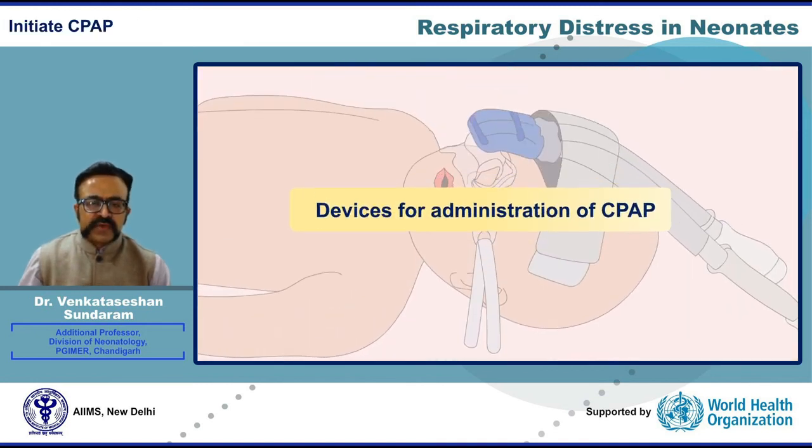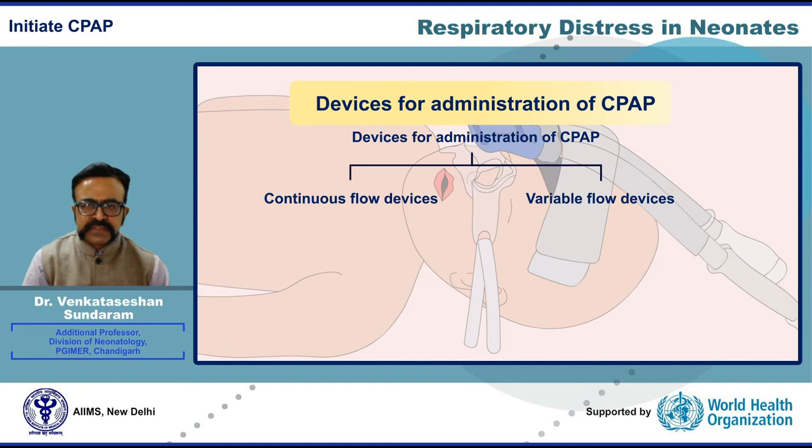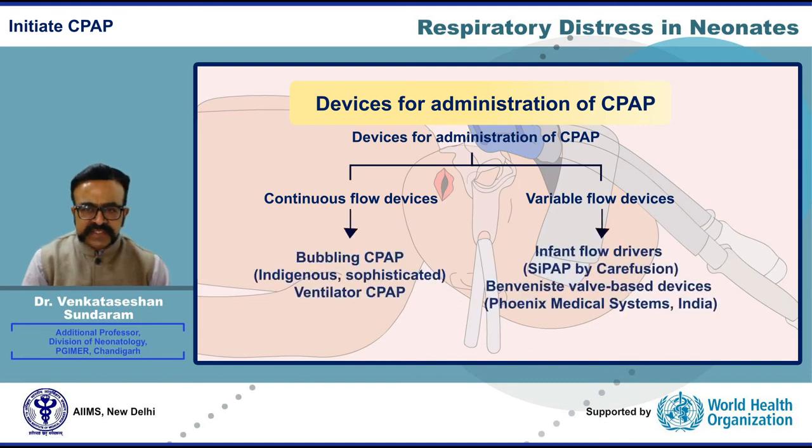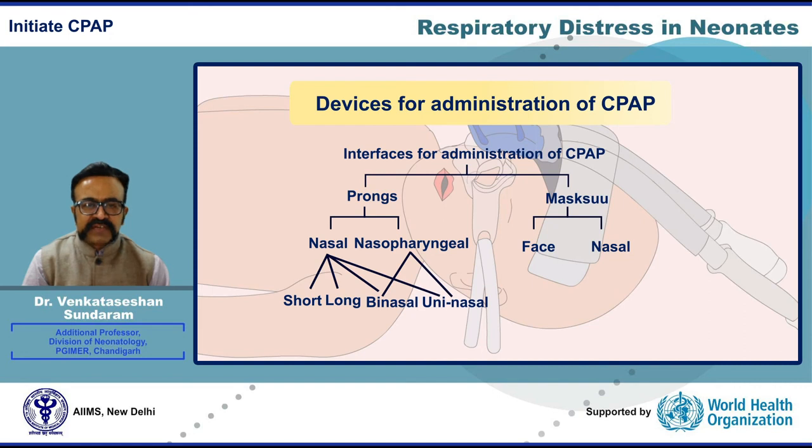Once we decide to initiate CPAP, the next step is to choose the right device and right interface. There are two types of CPAP delivery systems. One is continuous flow devices and the second is variable flow devices. The continuous flow devices are the typical and commoner ones, whereas the variable flow devices are less commonly used. The common bubbling CPAP and ventilator CPAP fall under the continuous flow devices. Detailed discussion beyond this point is not in the purview of the presentation and hence I shall move on to further interfaces.